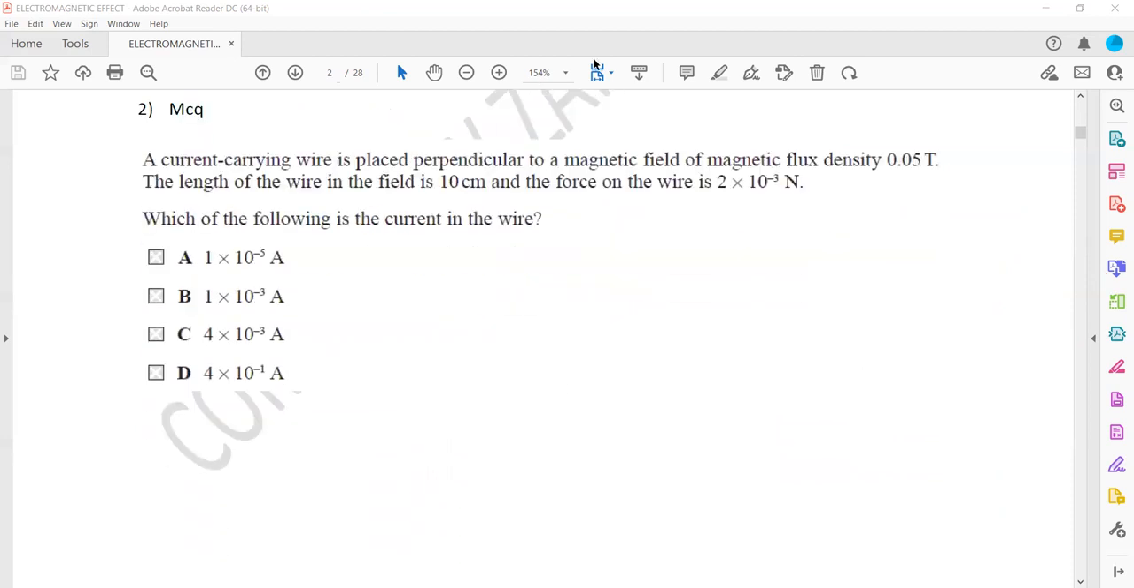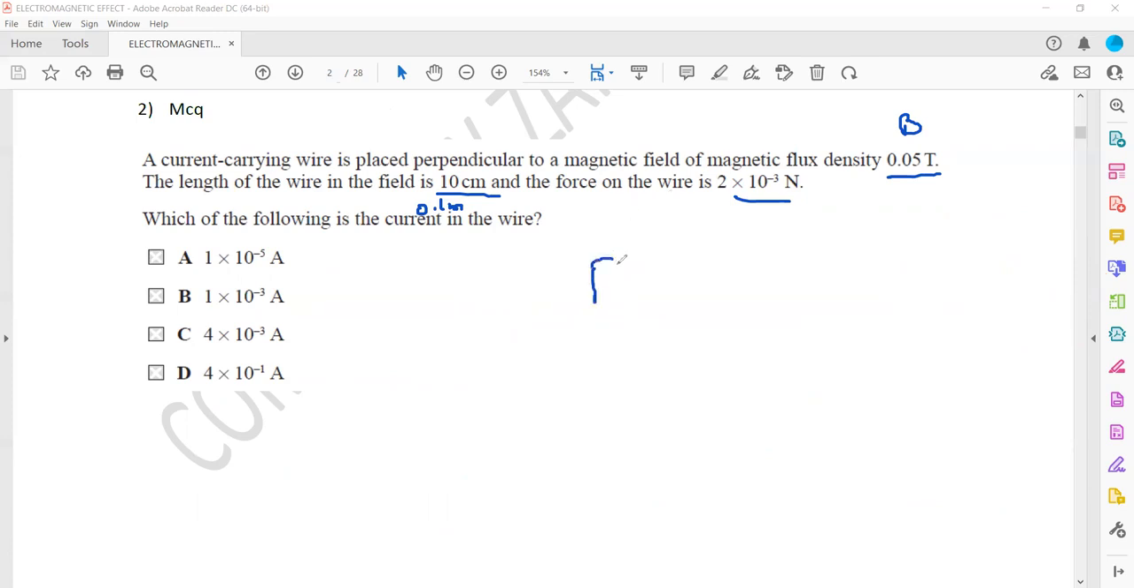The next question: a current carrying conductor is placed perpendicular, or at 90 degrees, to the magnetic field, and the magnetic flux density is 0.05 Tesla. The length of the wire is 10 centimeter. Don't forget to convert into meter, so that is 0.1. And the force is 2 exponent minus 3, or 0.002 Newton.